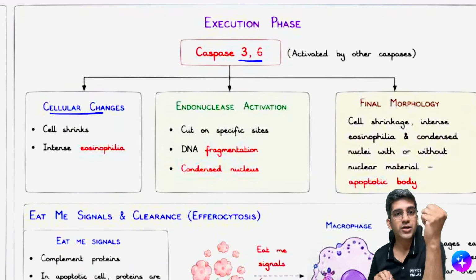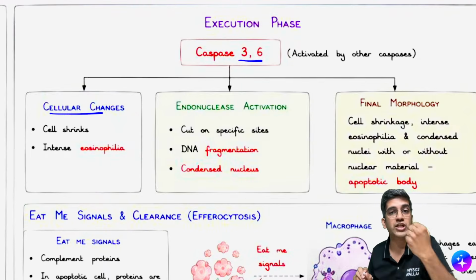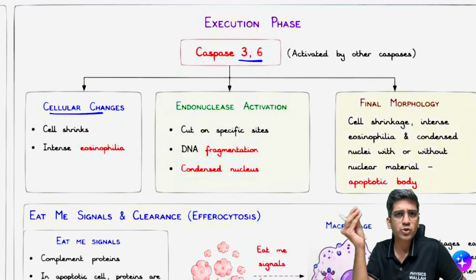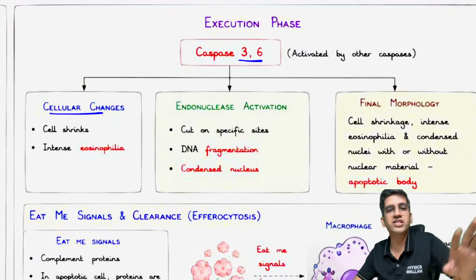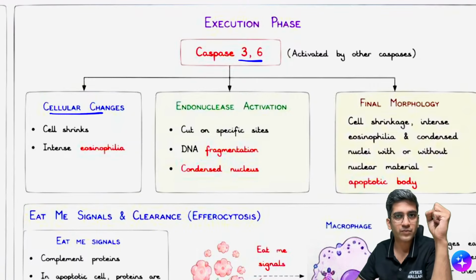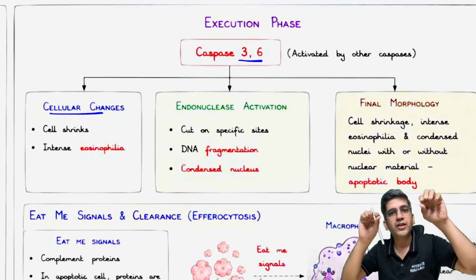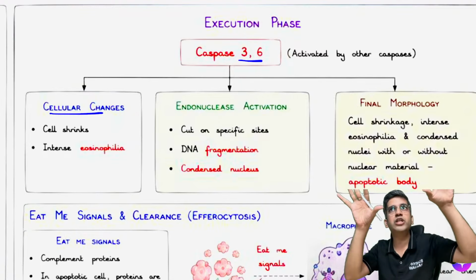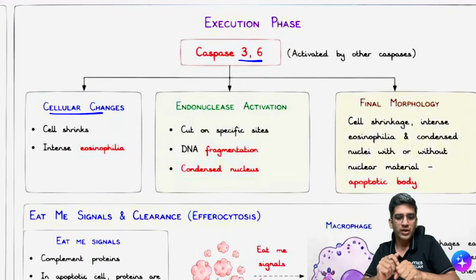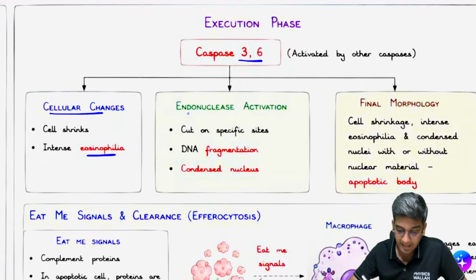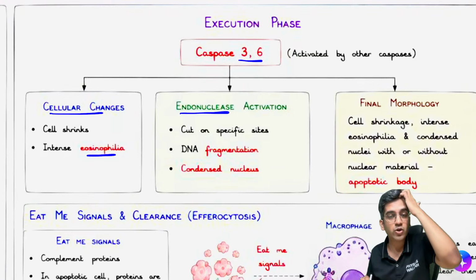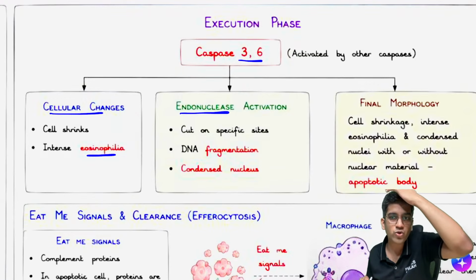The cell will shrink. This is one of the important differences between necrosis and apoptosis. They might ask you the difference between necrosis and apoptosis. Don't go with any books, think, you will know more than what is given in books. The cell will shrink because all the caspases are proteases. All the cytoskeletal proteins will be destroyed. The cell shrinks and obviously becomes intensely eosinophilic because proteins are destroyed. Endonuclease activation, not nuclease, endonuclease. As the name says, it's endonuclease activation.